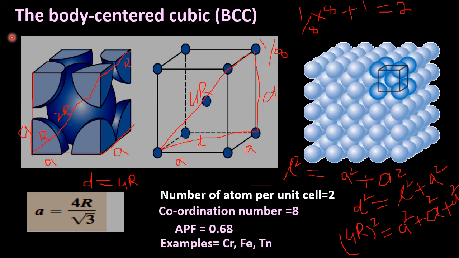And examples of metals which have the body centered cubic crystal structure are chromium, iron, and tin, etc. There are a lot of metals which have the body centered cubic crystal structure.